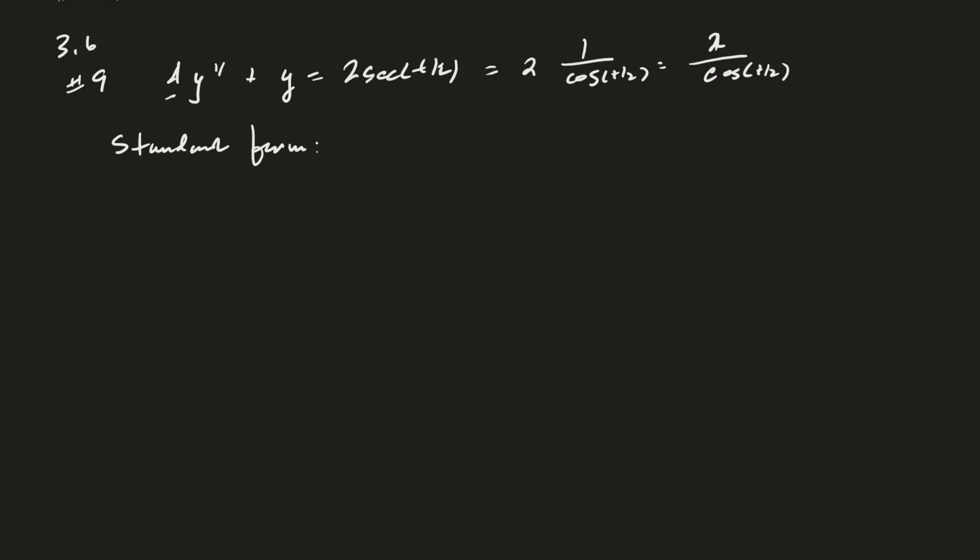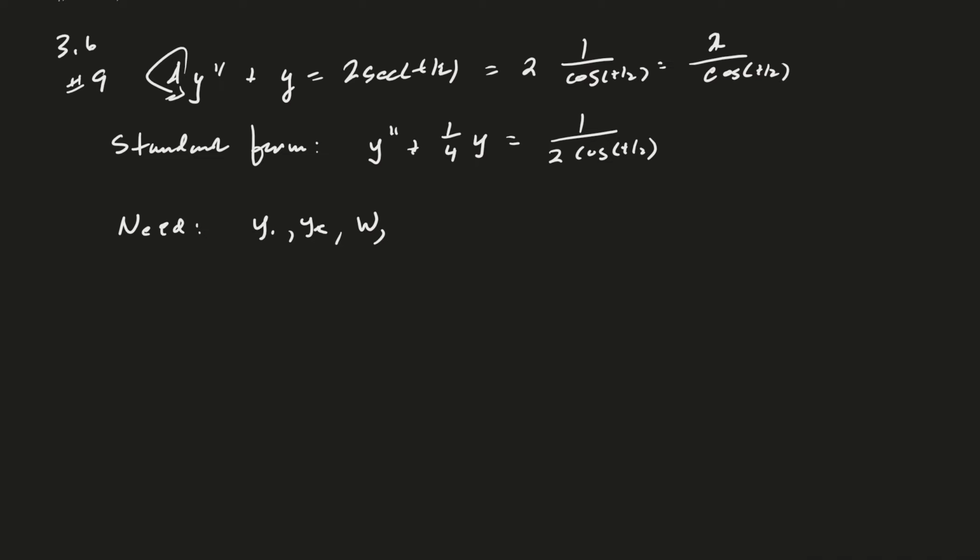So I need to divide this 4 out, right? So I'll have y double prime plus 1/4 times y is equal to 1 over 2 cosine t over 2 now. Okay, and so I need y1, y2, the Wronskian of y1 and y2, and also g. Okay, and then I just plug everything into the formulas and see what happens.